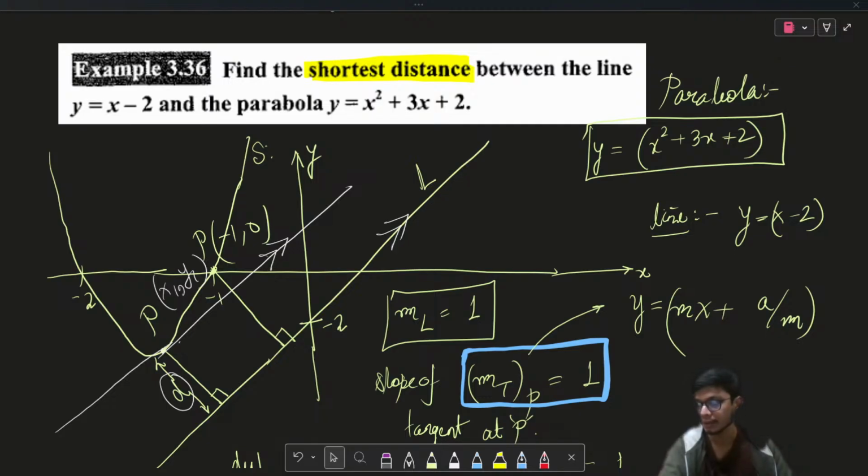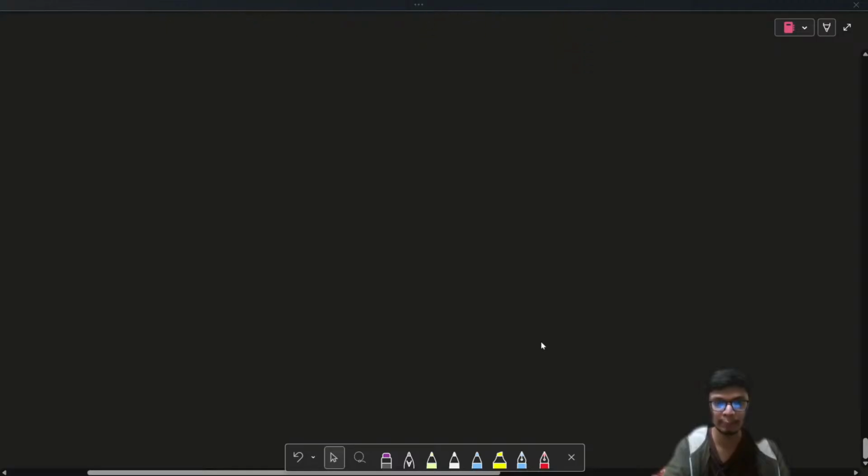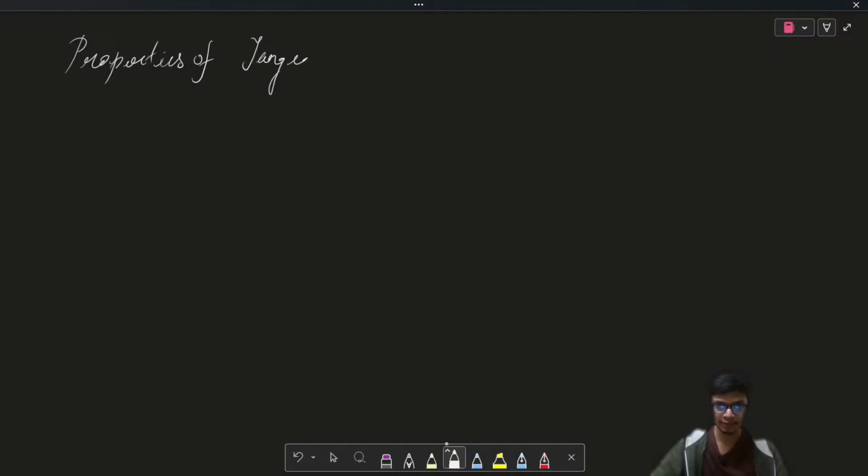Let us discuss some more problems, and we will also give some homework as well. But let us quickly discuss some of the important properties regarding tangents. So, the properties of tangents. Let us discuss the properties of the tangent.